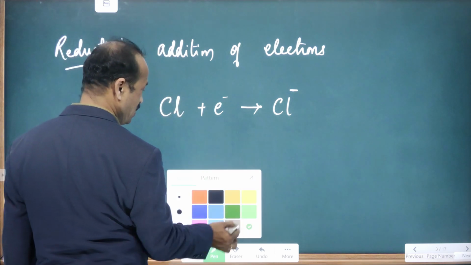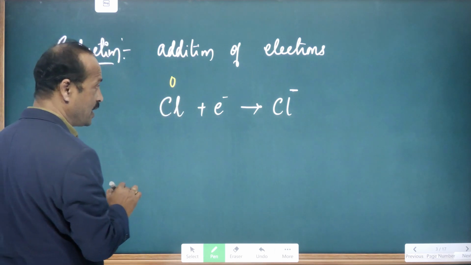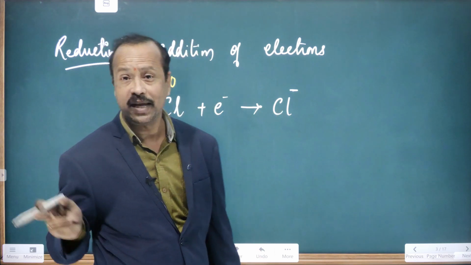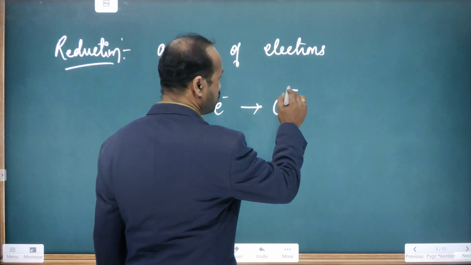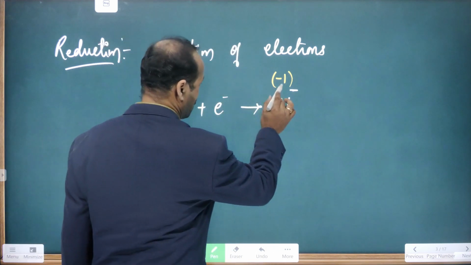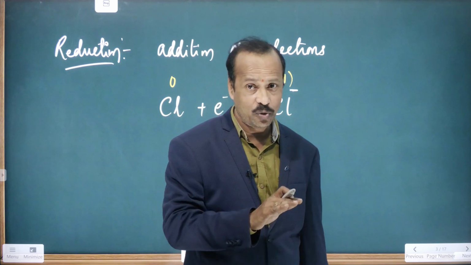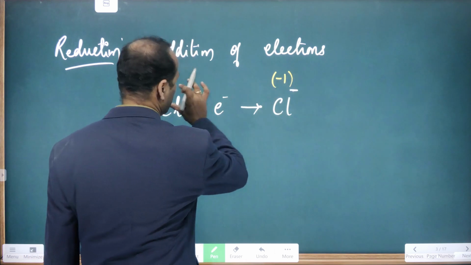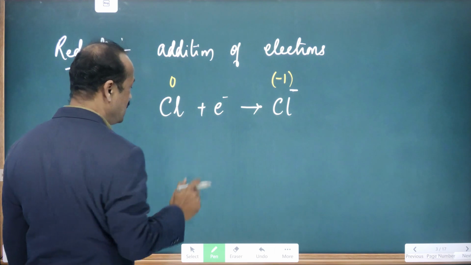The oxidation number of the chlorine atom is 0 because it is an individual atom. The oxidation number of any ion is equal to its charge, as we discussed in the last class. Here the charge is -1. So 0 and -1; -1 is less than 0. So the oxidation number is decreased, and when the oxidation number decreases, that is called reduction.